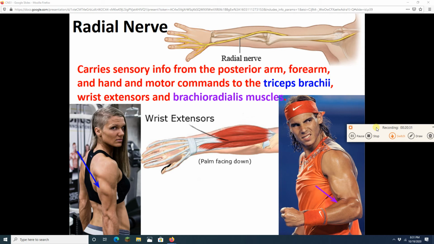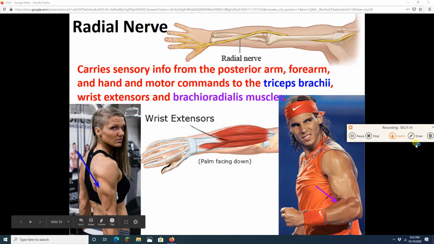The muscles it goes to: the triceps brachii. She has really nicely developed triceps brachii right there. Nice horseshoe that we can see. Triceps brachii are in the back of your arm. Your wrist extensors are in the back of your forearm. And then there's also this big muscle. We see it on Rafael Nadal here. That big muscle right there is your brachioradialis. It's the only thing that doesn't really work with my posterior thinking here. It's the only thing you've got to add extra. Don't forget about the brachioradialis. Okay?